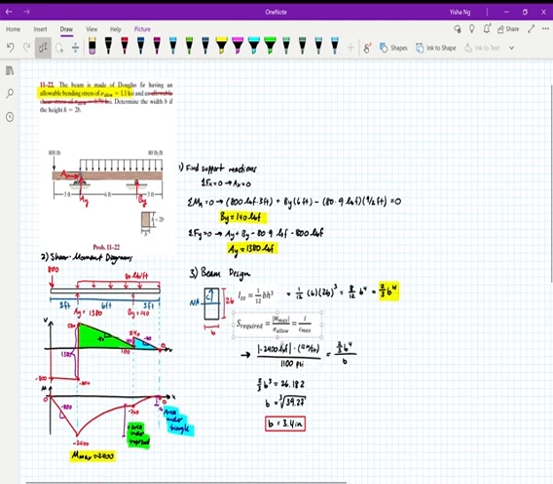So that's my M max over my sigma allow is equal to I over C max. In this case, my C max is just B. It's 2B divided by 2, which is B. And my I I already calculated. So based on those values, I'm going to solve for B and get in the end that B is equal to 3.4 inches. So based on the givens that they gave me and the M max that I found, the base of this Douglas fir beam, which is a rectangle, is going to have to be 3.4 inches in order to have the allowable bending stress that it asked for.